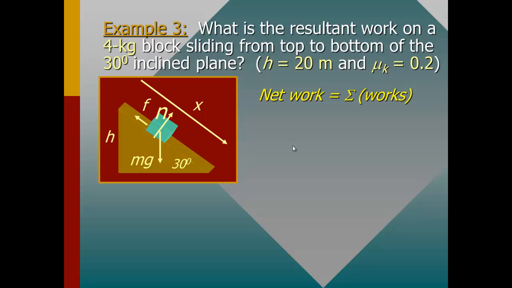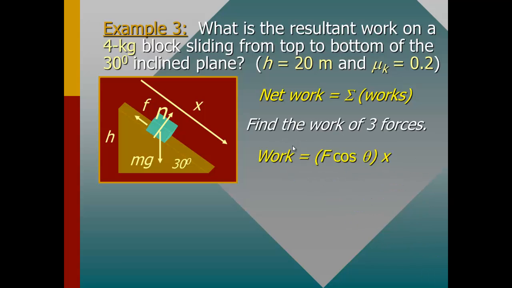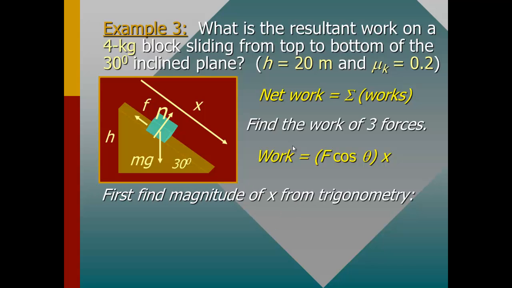So we can find the net work and find the work of the three forces. And work is F cosine theta times x. So we can find out what x is by using trigonometry. In this case, x is the hypotenuse, h is the side opposite the angle, so we can use sine. So sine of 30 is equal to h over x.